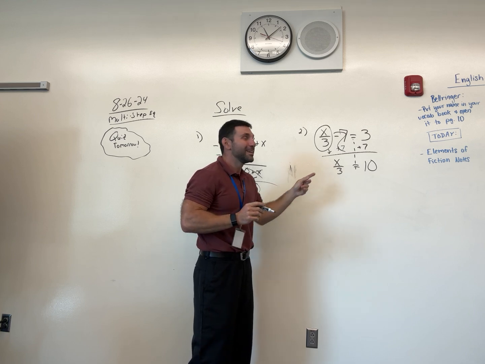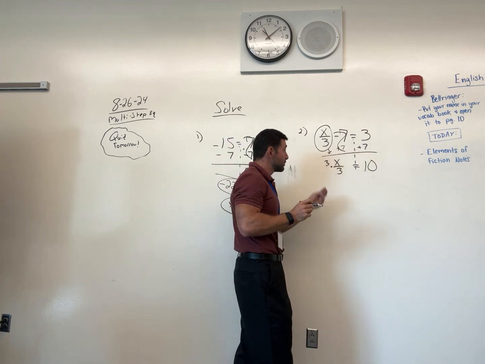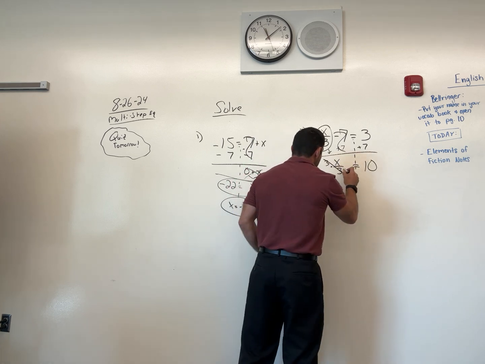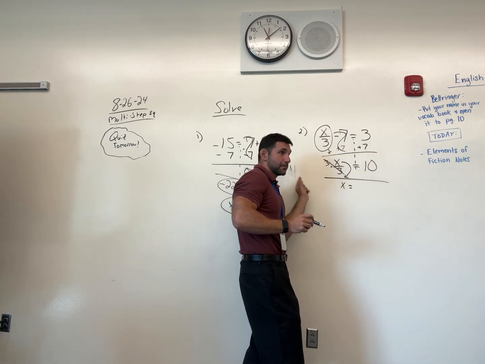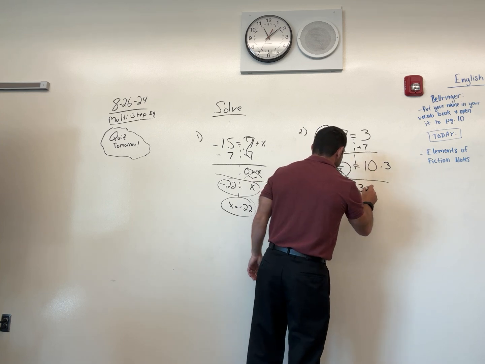Fine. The inverse of division is multiplication. This is the multiplicative inverse because 3x divided by 3 is just 1x. 3 divided by 3 is 1. 1 what? 1x. But if I do it to this side, I've got to do it to this side. And that's going to leave me with x equals 30.